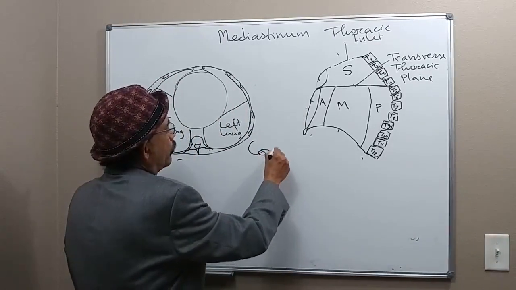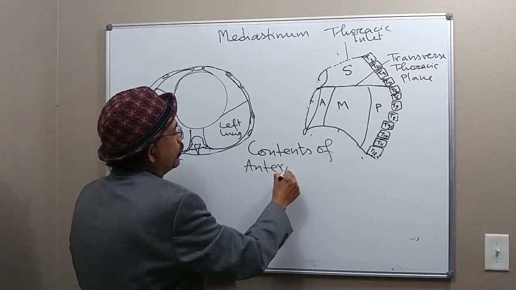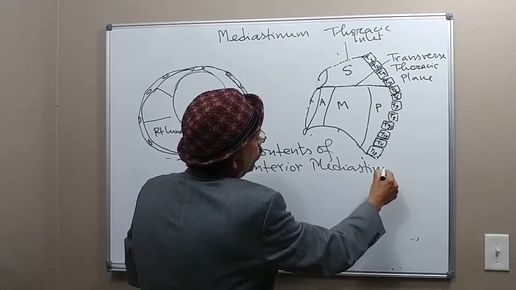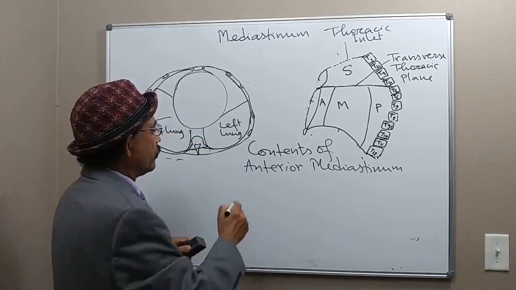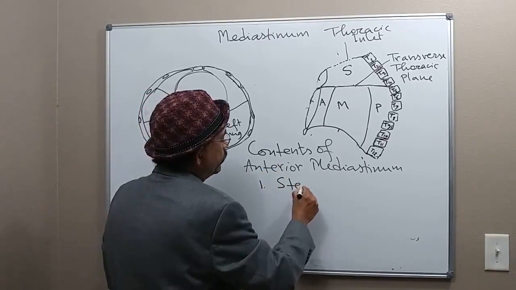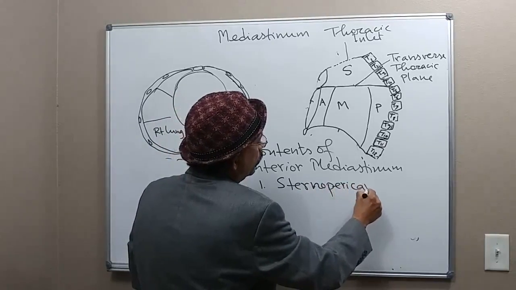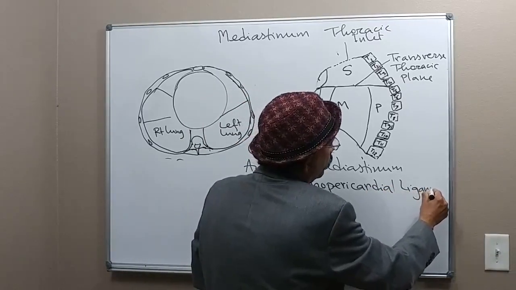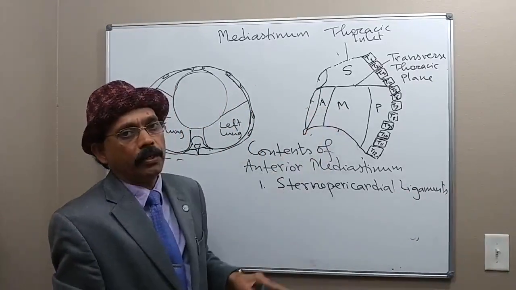Contents of the anterior mediastinum. The anterior mediastinum is the smallest of all the mediastinal compartments. It contains the sternopericardial ligaments, which connect the sternum and the pericardium.